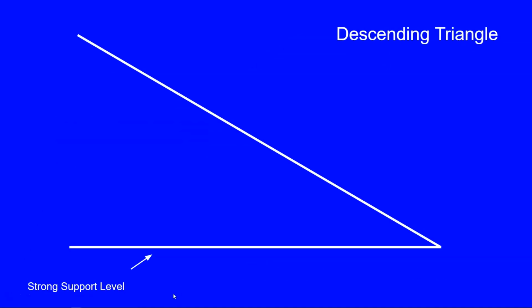The first thing you want to look for in a descending triangle is a strong support level, a line at which there has been a lot of price rejection. Price rejection is demonstrated by long wick candles. This candle on the left is an example of a long wick candle. Lots of price rejection down here at this level.